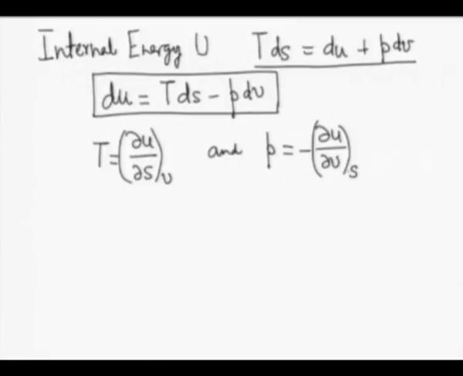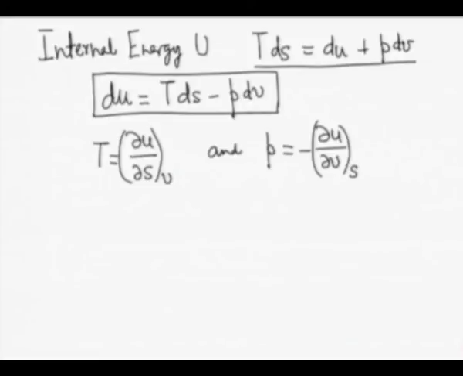Now notice what happens here. We have partial derivative of internal energy with respect to entropy at constant volume related to another property, temperature. Similarly, partial derivative of U with respect to volume at constant entropy is related to a sort of unrelated variable, pressure. Okay.